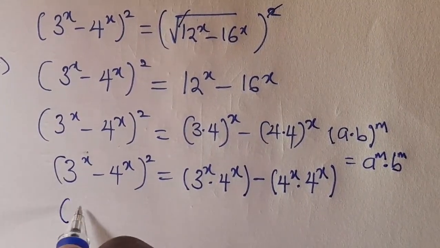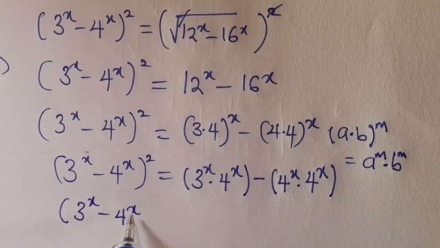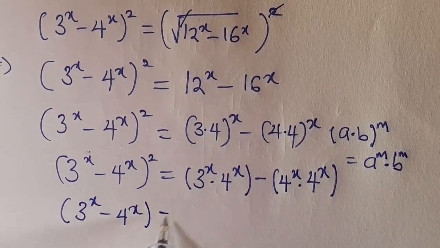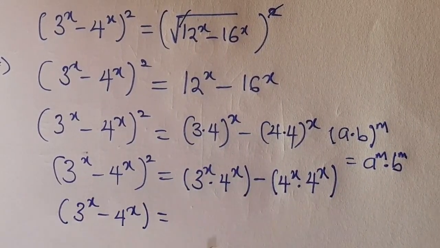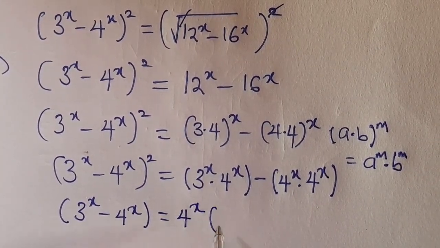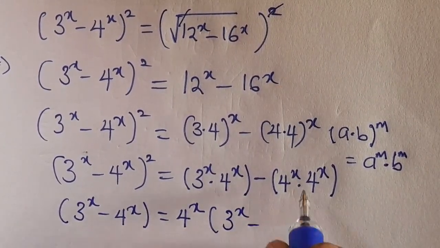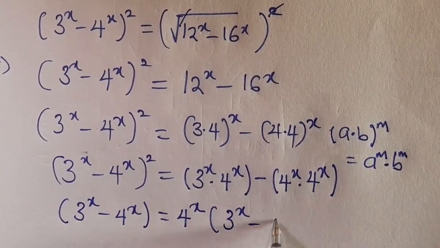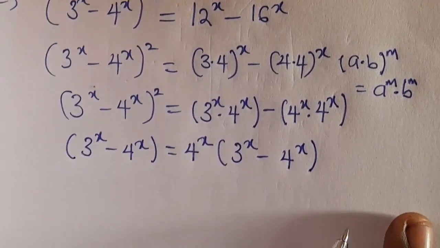Now from here you have 3 to the power of x minus 4 to the power of x to be equals. From here we have 4 to the power of x, 4 to the power of x in common. We can factor it out as 4 to the power of x. The whole of this divided by this, we have 3 to the power of x minus the whole of this divided by this, we have only 4 to the power of x.